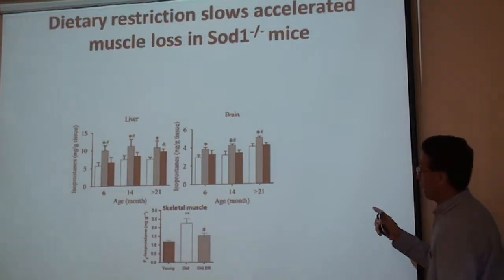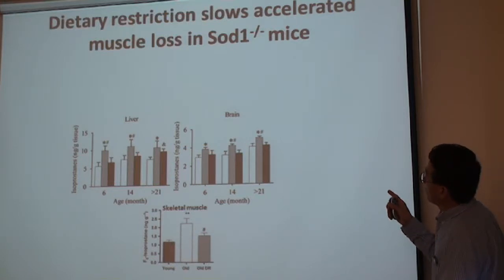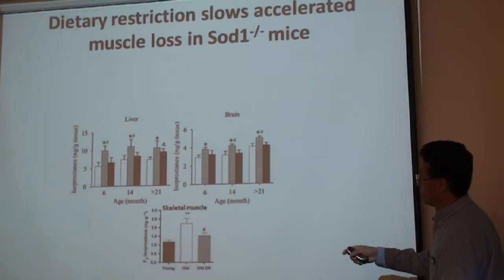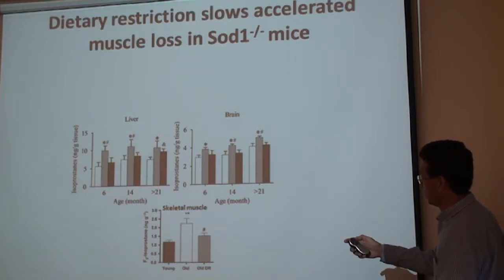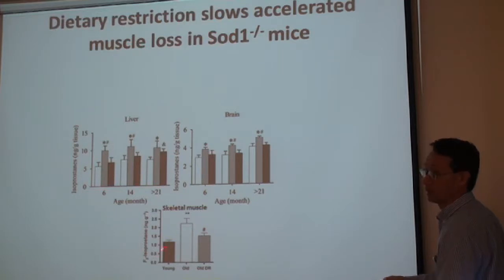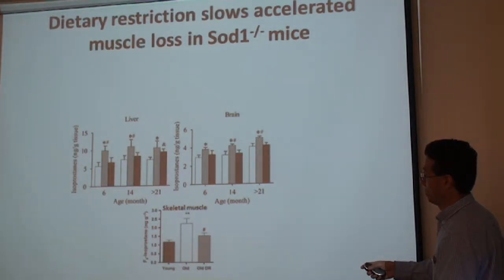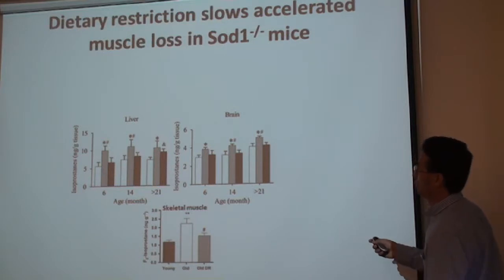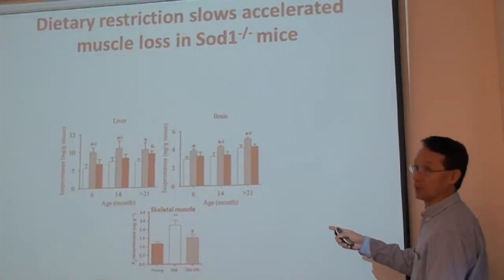So besides restoring the muscle mass and improving the muscle function, it also reduces the oxidative stress in the muscle, liver, and brain of the SOD mice after the diet restriction. So this is only the lipid oxidation marker in these mice. In our tissues, after diet restriction, they all reduce. Oxidative stress all reduced. So that's one hypothesis that we propose, that diet restriction improves the muscle function and mass in SOD mice, probably through the reduction of the oxidative damage.